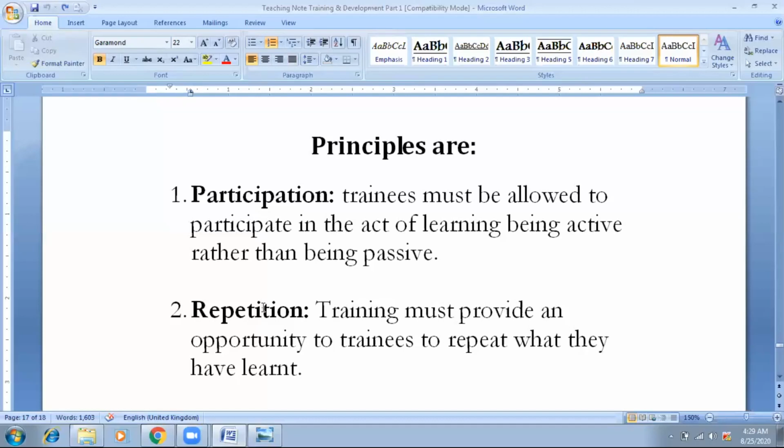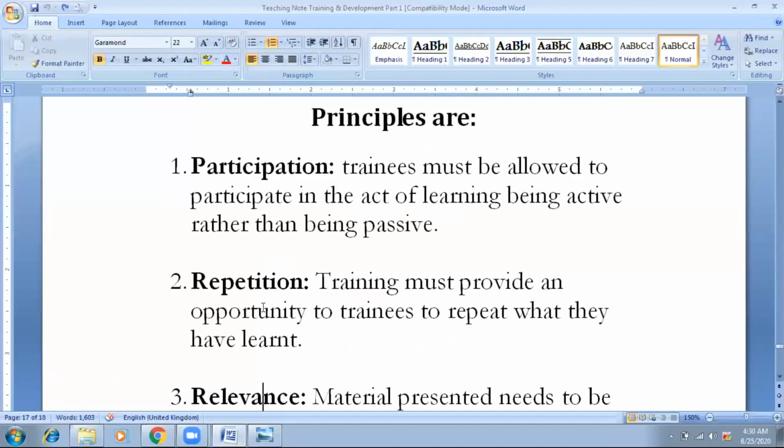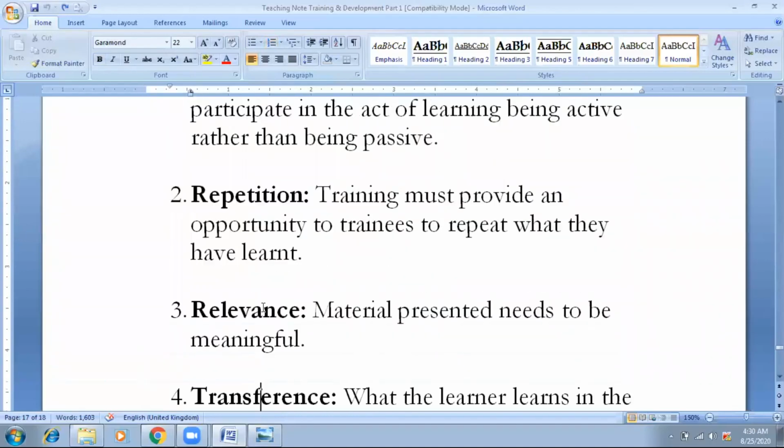In your case also, if you repeat listening to the video, if you repeat reading the note, of course you will be able to learn more. Reading the note one time, listening to the video one time is not sufficient for better learning. Therefore, training must provide an opportunity to trainees to repeat what they have learned, two times, three times, discussing the same thing. So repetition is a good principle of learning.